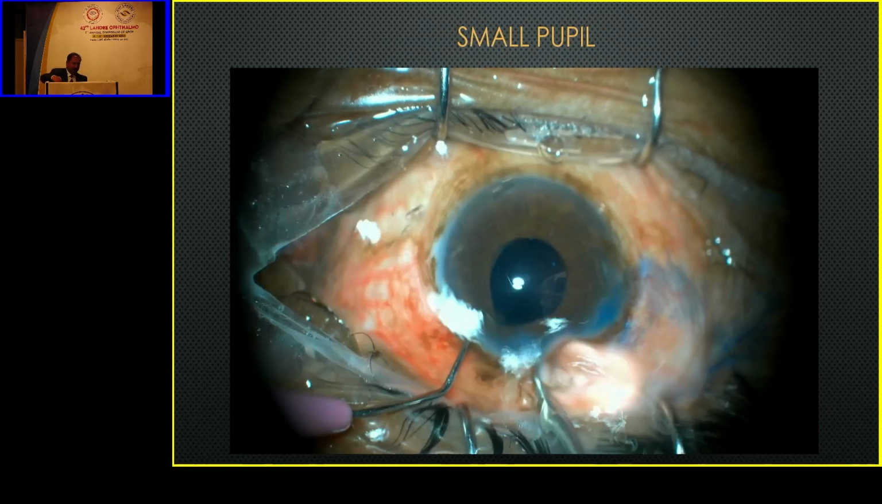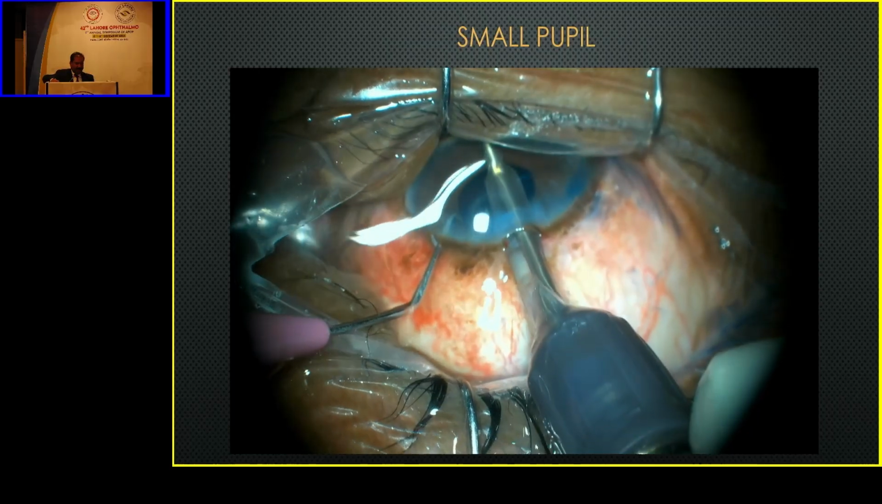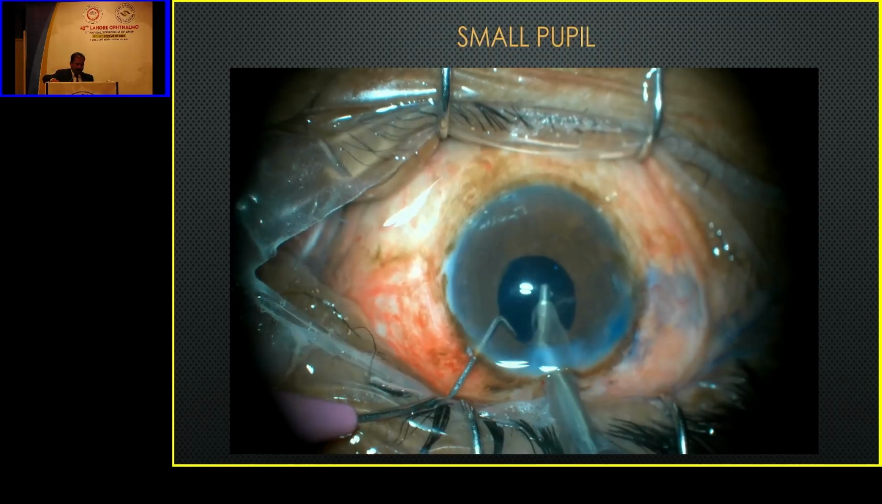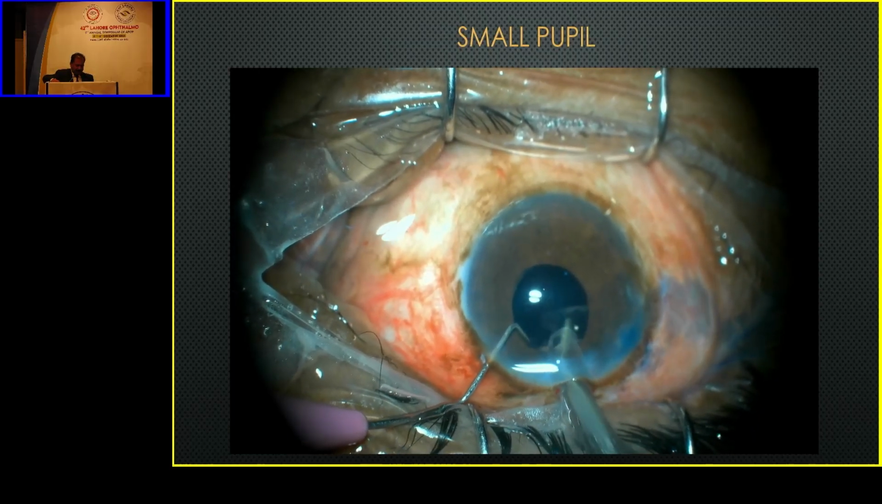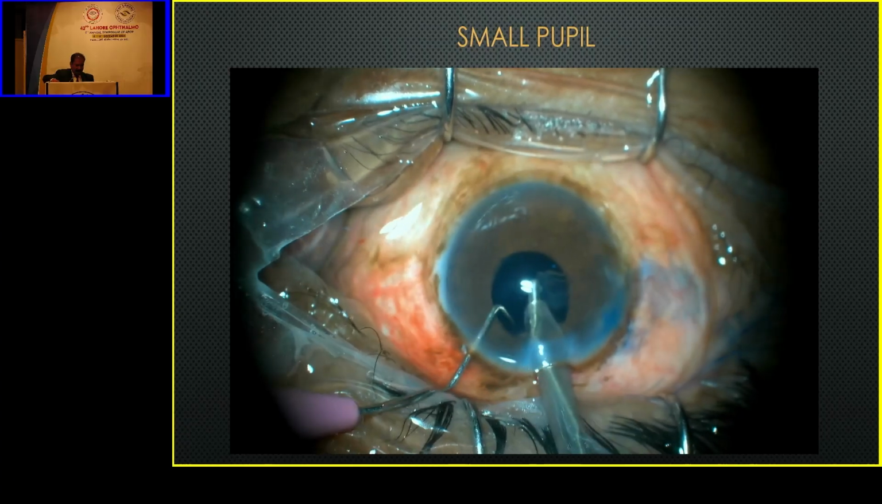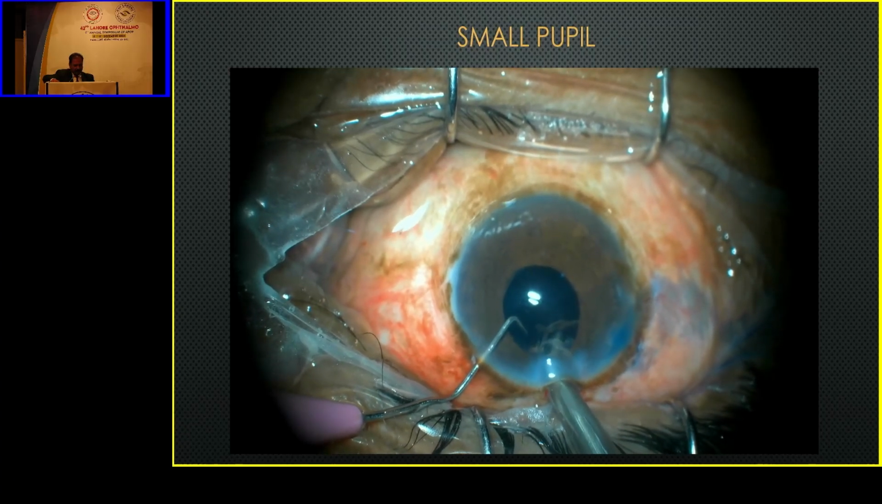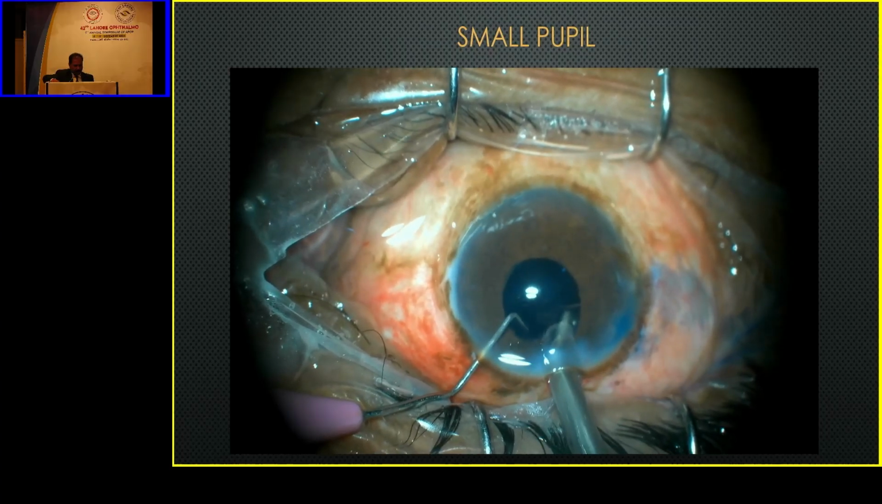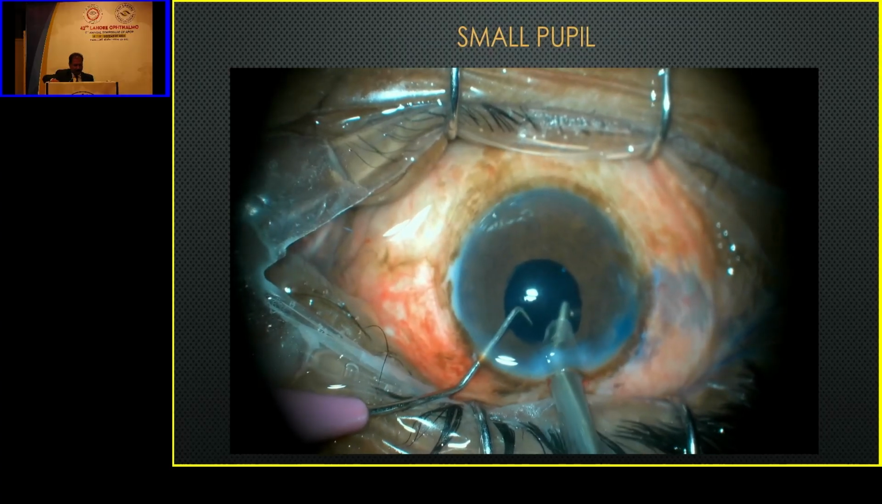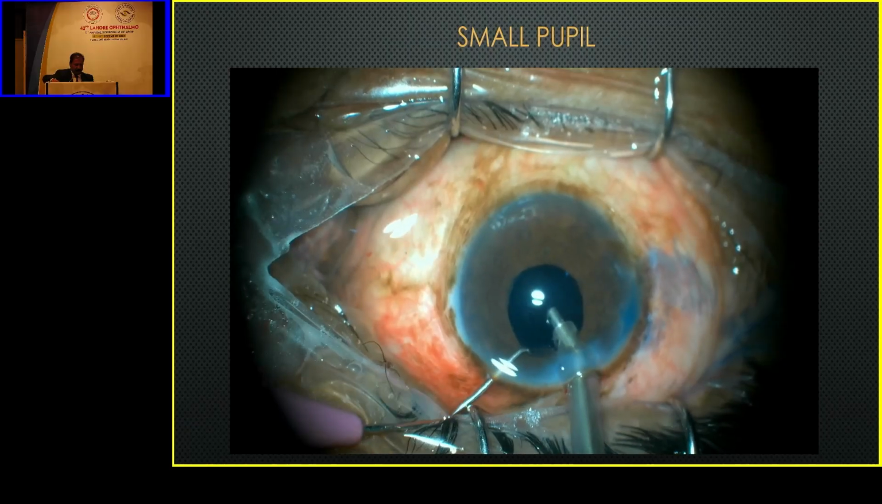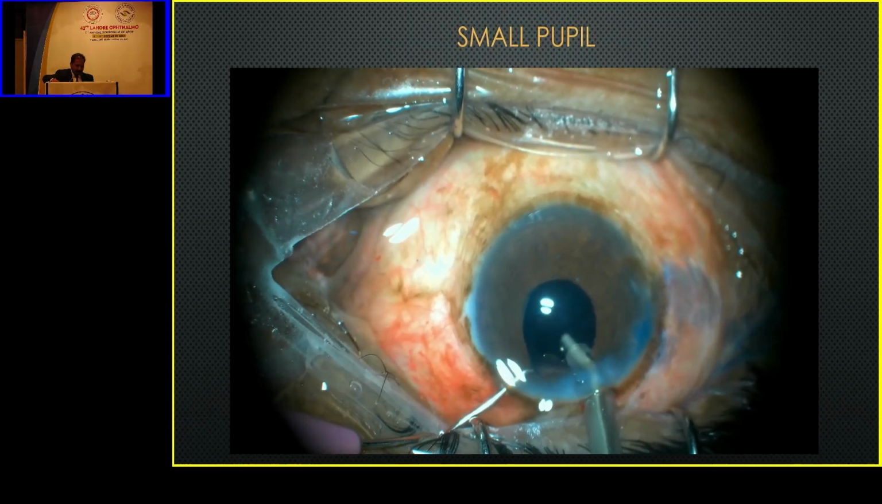Now, sometimes you have small pupils, and with IA, Simco is quite difficult. But with this automated IA, you can very easily take it, because you can stretch the iris and the pupil. You can stretch the pupil, and you can have a clear view, and you can directly see whether you got cortex here or not.